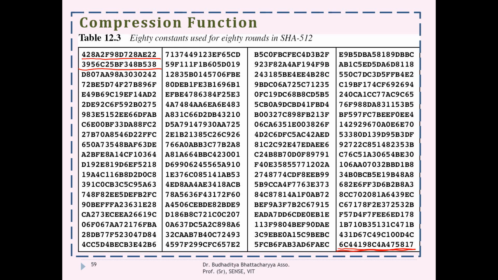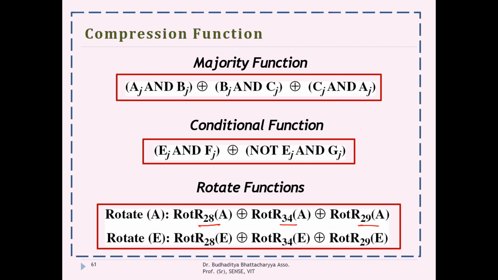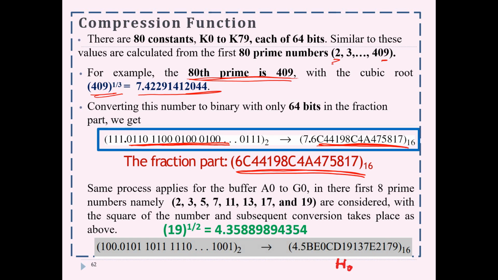But as we don't need that, I've skipped that for the time being. Even the A0 to H0 initial values that we are talking about can also be generated. How? In that case, we will take the range from 2, 3 up to 19, because there are 1, 2, 3, 4, 5, 6, 7, 8 words, A to H, 8 prime numbers.